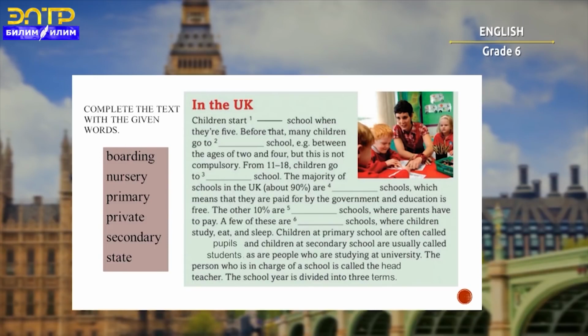Children start school when they are 5. Which school do they usually start? Do they start secondary school? No. Do they start nursery school? No. So the answer is primary school. So please do the other ones yourselves.